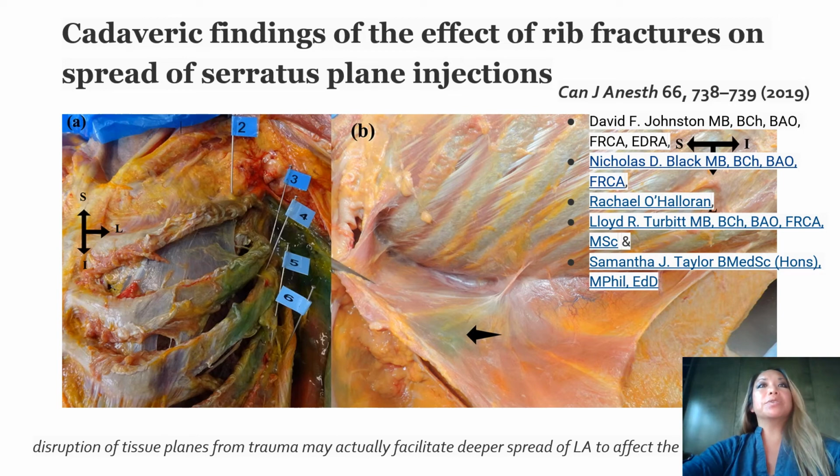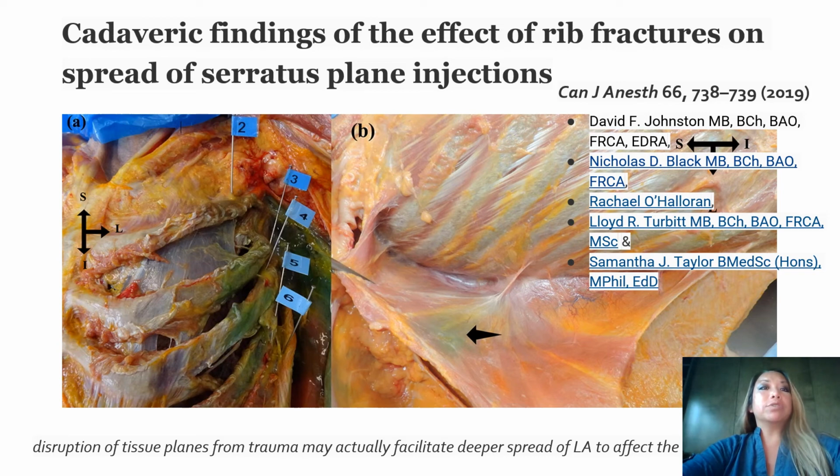So how does the serratus anterior plane block provide effective analgesia for rib fractures when it only targets the lateral cutaneous branches of the intercostal nerves? As can be seen in this great cadaveric study, in an unfractured hemithorax, the local anesthetic injectate is only limited to the superficial planes above and below the serratus anterior muscle without deeper penetration.